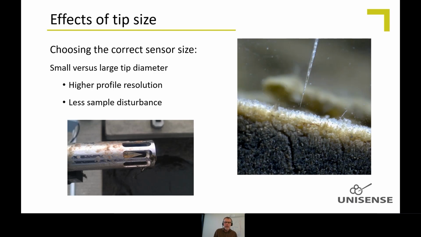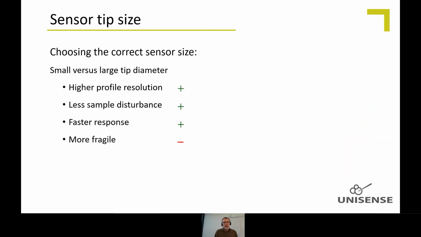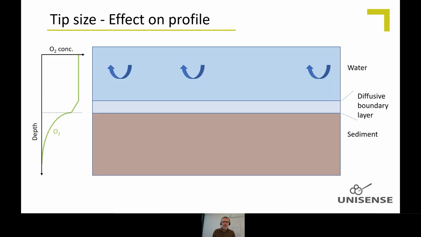So the tip size is important, of course. We have many different tip sizes. First of all, if you have a small tip size, you will get a higher profile resolution and you will get less sample disturbance. You also get a faster response. The only disadvantage is that it is more fragile. But there are other effects of the tip size that will affect the profiles actually.